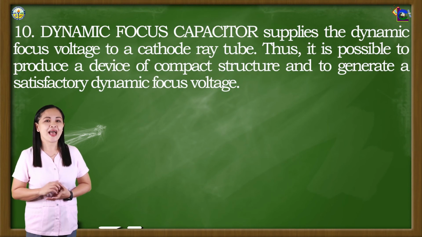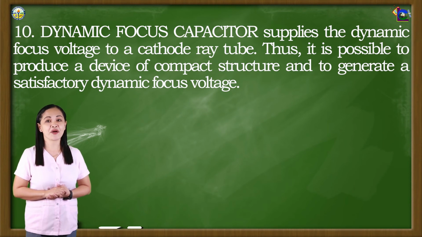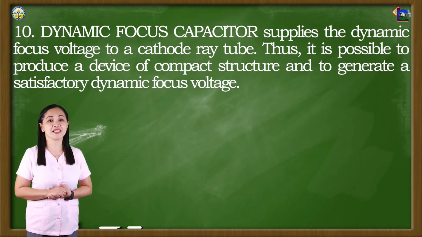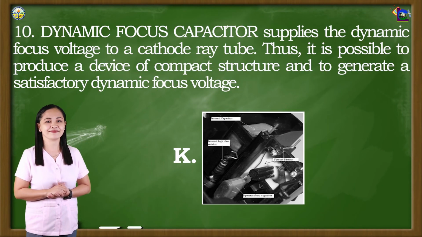Number 10. Dynamic focus capacitor supplies the dynamic focus voltage to a cathode ray tube. Thus, it is possible to produce a device of compact structure and to generate a satisfactory dynamic focus voltage. The correct answer is letter K.